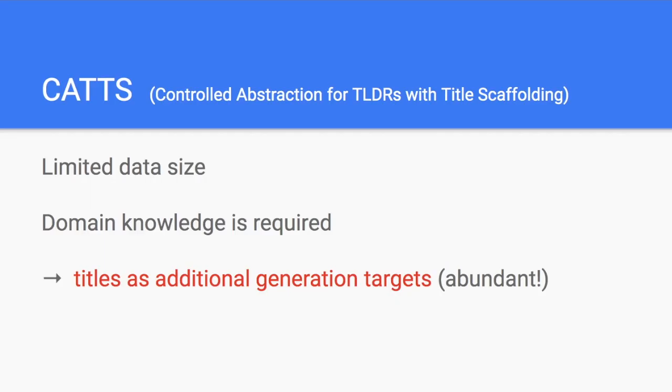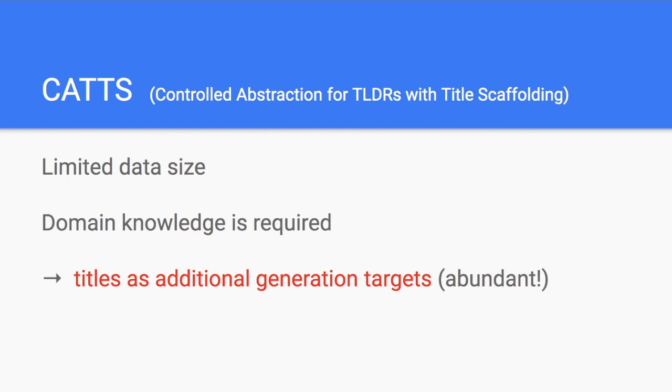Okay, so the proposed framework is CATTS. It basically stands for Control Abstraction for TLDRs with Title Scaffolding. It uses the title as another scaffolding goal to train a model.